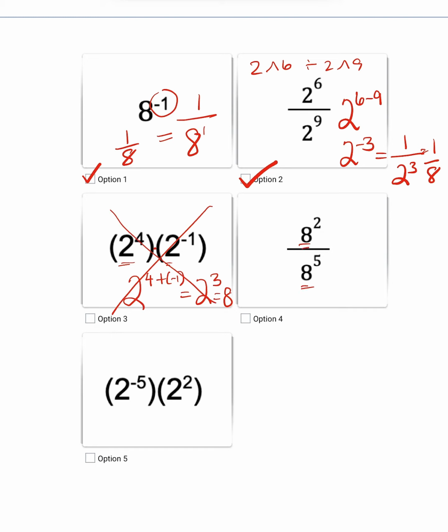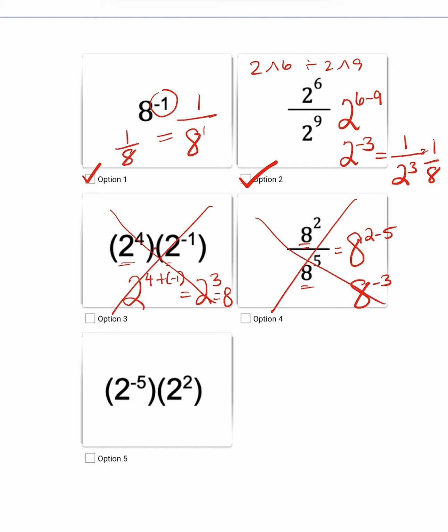Same base, division. The quotient rule tells me to keep that base and subtract the exponents. 8 to the 2 minus 5. 2 minus 5 is negative 3. 8 to the negative 3 is not the same as 8 to the negative 1. So this one is out.